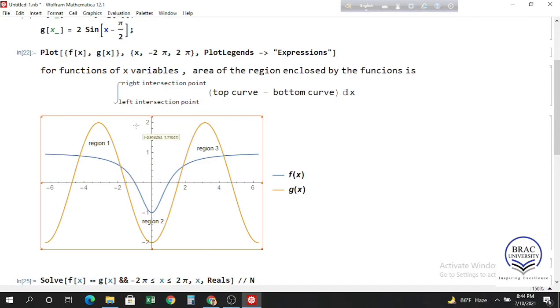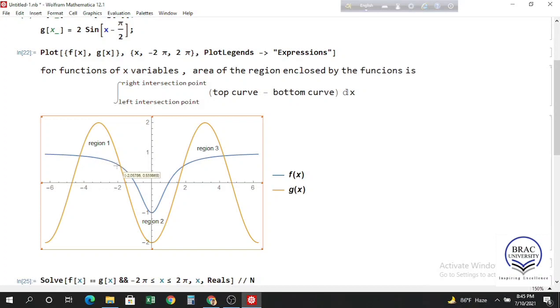So we have seen the intersection points for our region 1. Let's now look at what we have to integrate. We have to integrate top curve minus bottom curve. Some of you were confused about how to find the top curve and bottom curve. For these two intersection points, for region 1, we have to find the top curve and bottom curve separately. If you see, the orange one is at top and the blue one is at bottom for this region only. I'm talking about region 1.